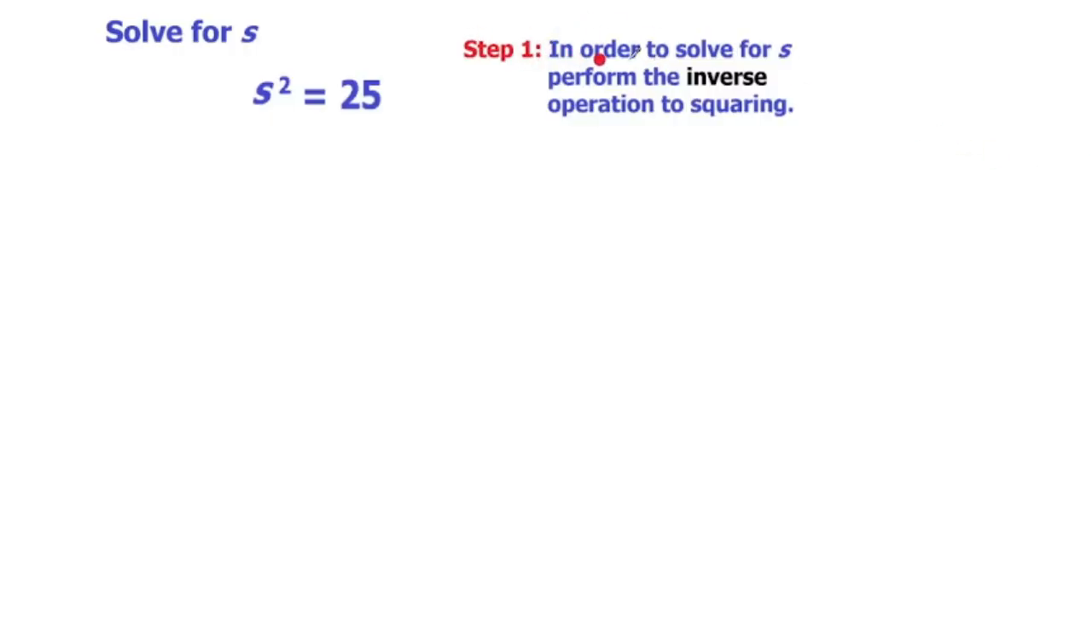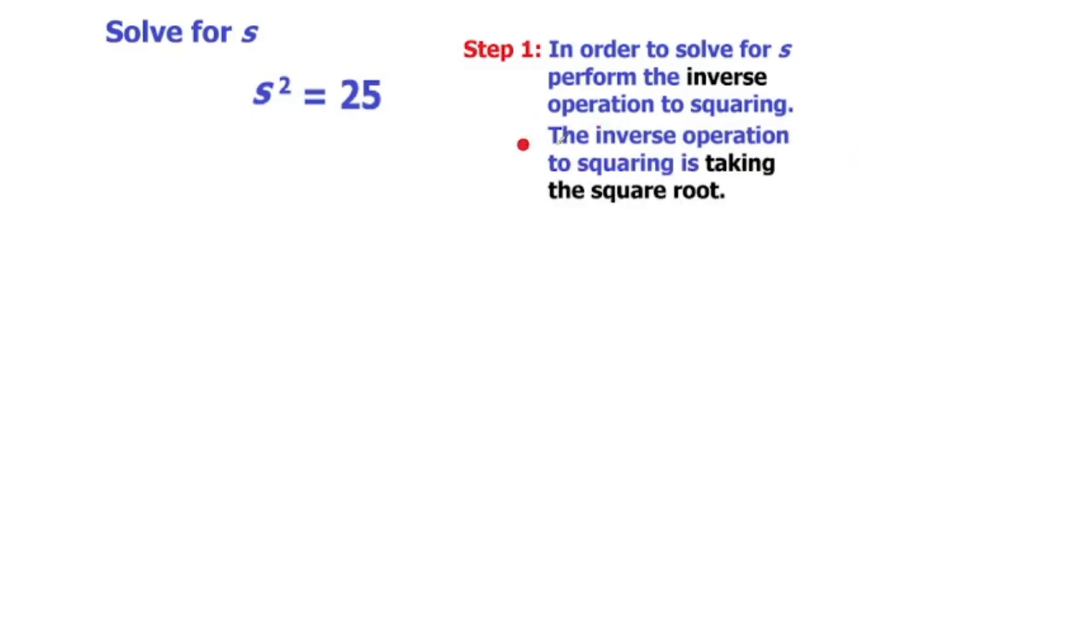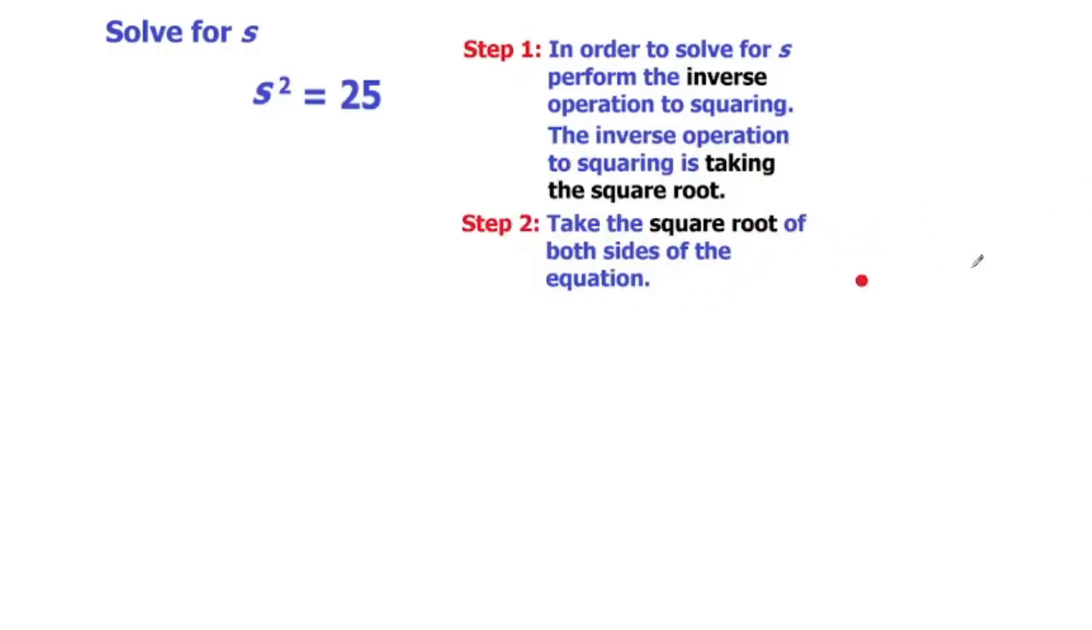So the first step, in order to solve for s, perform the inverse operation to squaring. Okay? So we've seen this before in other equations that we solved, but they didn't involve square roots at the time. So the inverse operation to squaring is taking the square root. So take the square root of both sides of the equation.